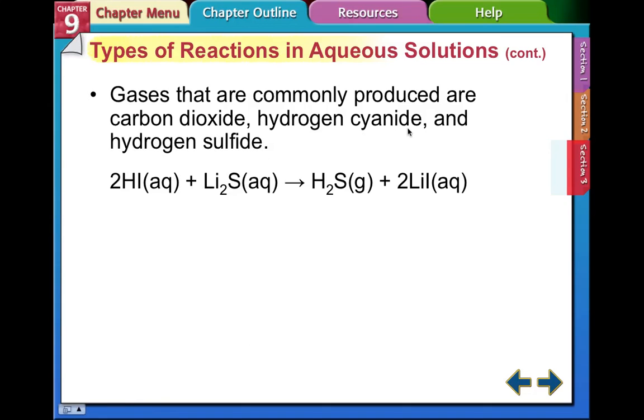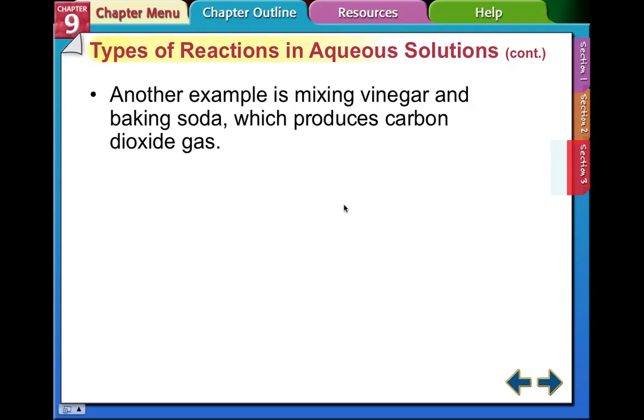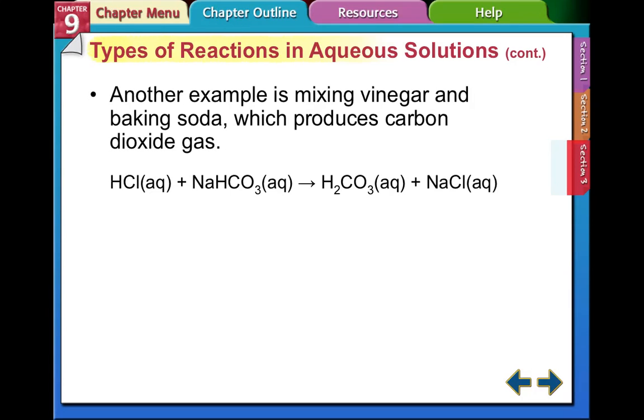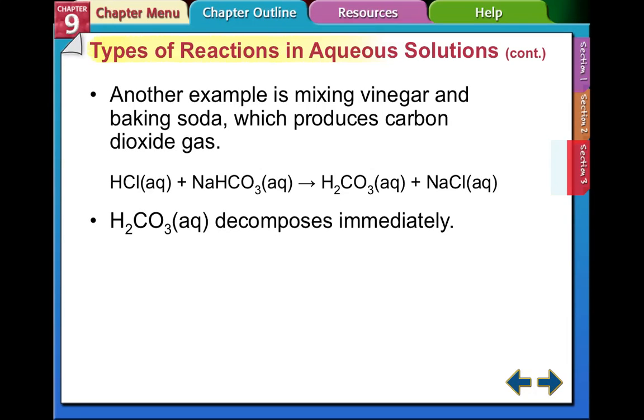Okay, gases are commonly produced. The gases that are commonly produced are carbon dioxide, hydrogen cyanide, and hydrogen sulfide. And this one is an example of hydrogen cyanide. Another example is when you mix vinegar and baking soda, and that's going to produce your CO2. Okay, but you can see that sodium bicarbonate is going to decompose right away. So this is what is left. This is the equation that you're left with.